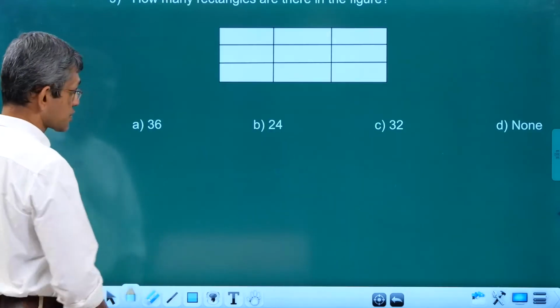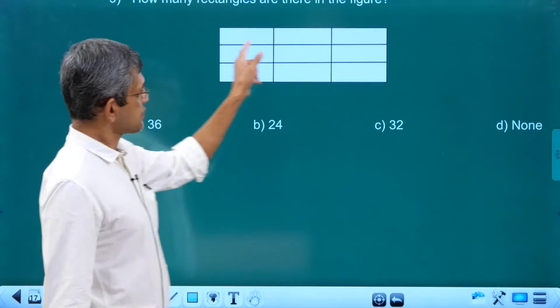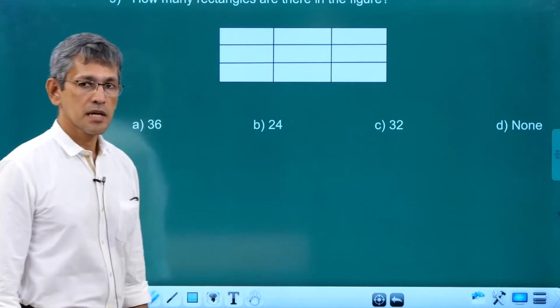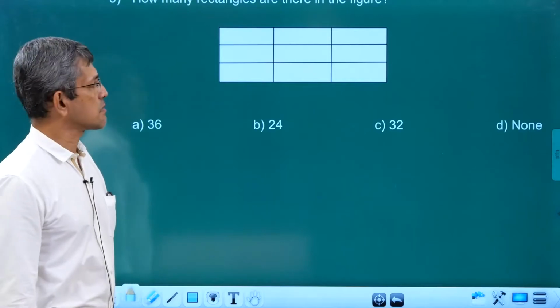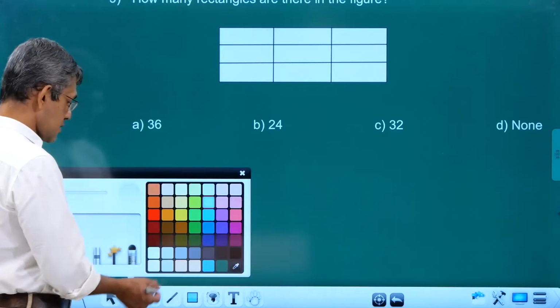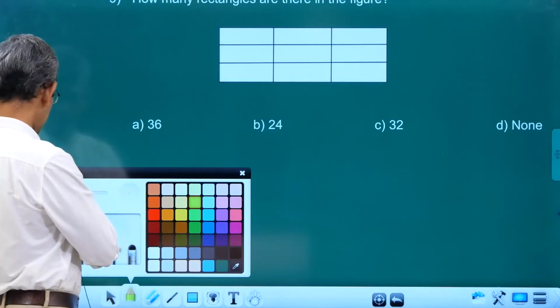And how about this question here? We have 3 rows and 3 columns. Does it make any difference? Can we apply the same method? Of course, you can apply the same method, definitely. So let's try the same method.